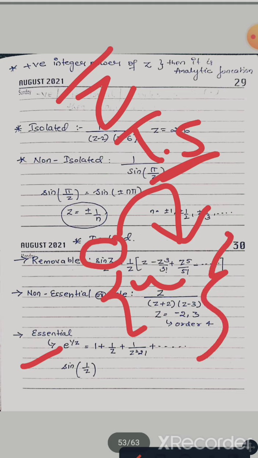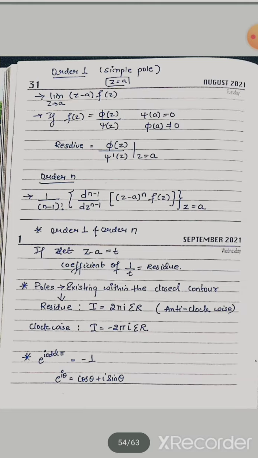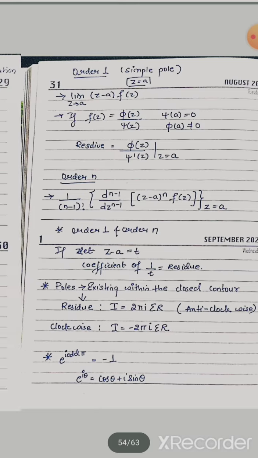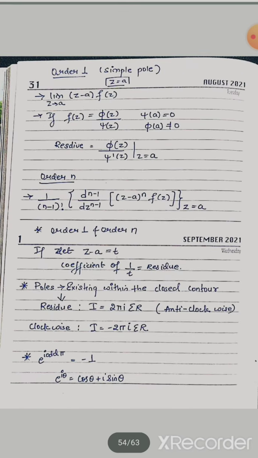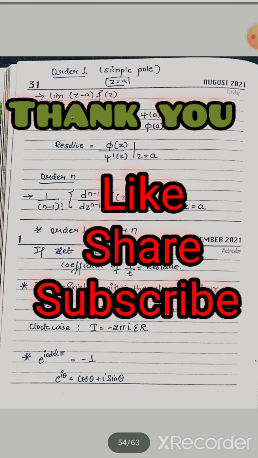These are very simple things that you are already aware of, but while solving questions of these types, I will explain in detail. Just make a note of these concepts that you should be aware of. So let this much be for today's class. In the next class we will focus on the order 1 simple pole and order 2 pole and so on. Okay, thank you.